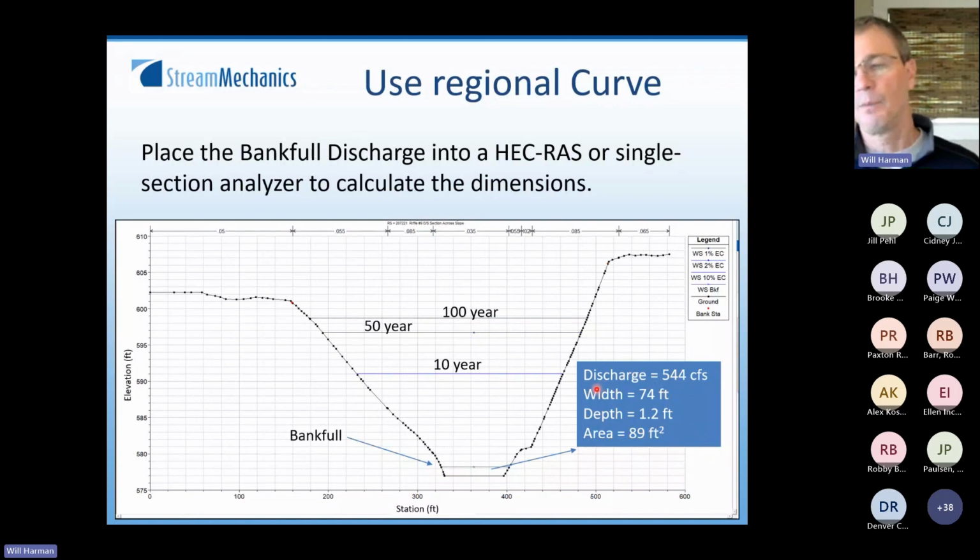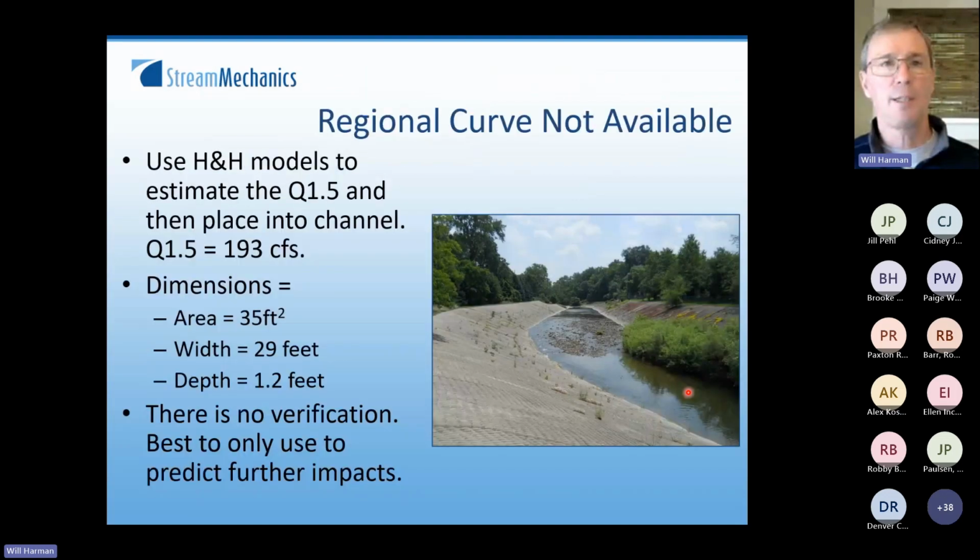And so for SQT purposes, you need this width for some of those metrics. Actually, you need the width and the mean depth to assess several of the metrics, bed form diversity, for example. So you would get this from a modeling result. If regional curves are not available, then you're going to use that model to estimate a 1.5-year discharge, put that into the channel. So for example, you might have 193 CFS, and then that could yield an area of 35 square feet, 29 feet wide, and 1.2 feet deep.